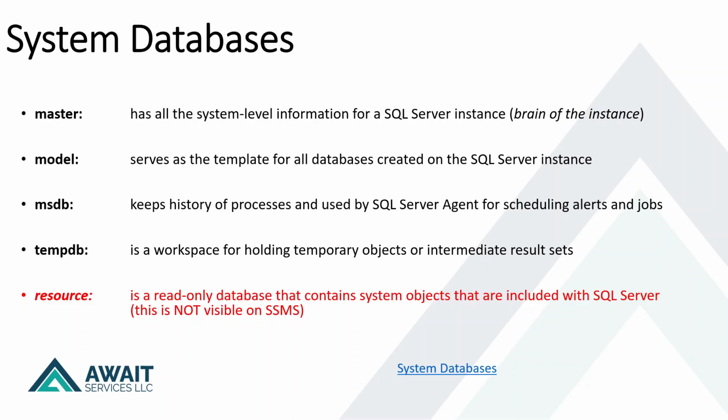Then the fifth system database that is not visible on the Management Studio is called the resource. The resource is a read-only system database, and it contains system objects, but you cannot see it on Management Studio. It's inside the file. So these are the system databases.